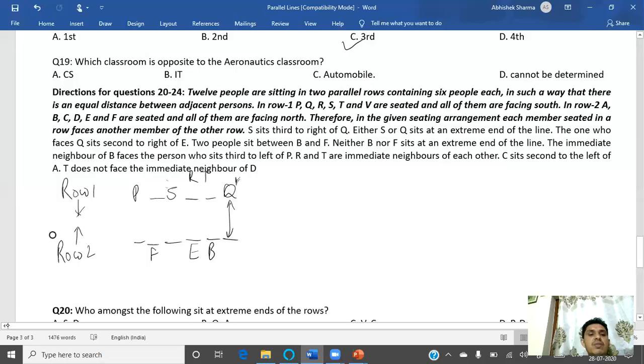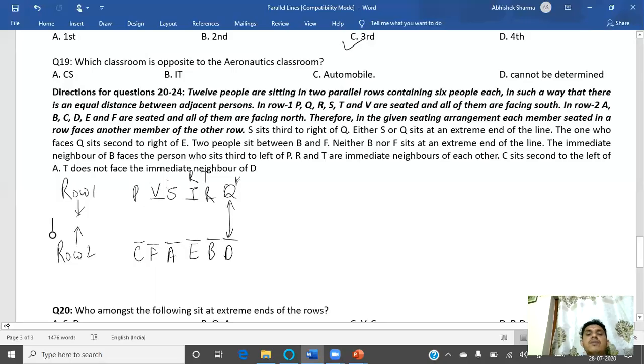Thereafter, C sits second to the left of A. That means the arrangement should be like this. If we check for row number 2, D is remaining. That means D must be here. Thereafter, my last statement is T does not face the immediate neighbor of D. That means T will not come here, T will come here. And if T has come here, then R must be here. And if we check for row 1, the one person remaining is V. So this is my final arrangement, right?